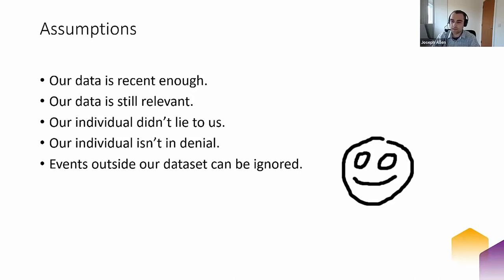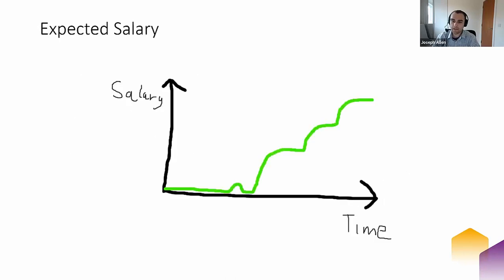We can also assume that events outside of our dataset can be ignored. This could be a pandemic's effect on work culture, but this could also be hidden traumatic events or societal pressures that can change an individual in quite unpredictable ways. So if we take these snapshots, for example, say our individual currently has a salary of $25,000 a year. If we assume this individual is the same as everybody else, we could probably assume that their salary steadily increased to this point and will continue to do so.